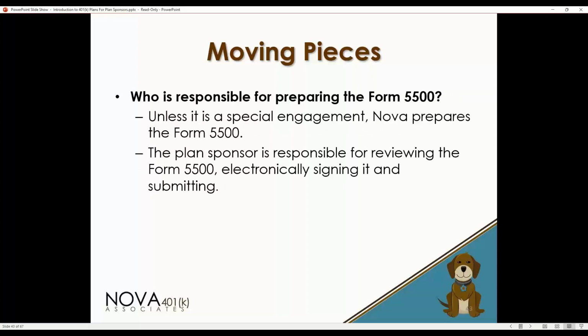Next, the 5500. The 5500 is an annual return that's required for each retirement plan that is submitted to the Department of Labor. Unless it's a special engagement, NOVA is going to be preparing that 5500 for you. As Christine mentioned, you would review that draft that we're providing, electronically sign it, and submit it to the Department of Labor. And we'll go over the due dates of that on the annual calendar.